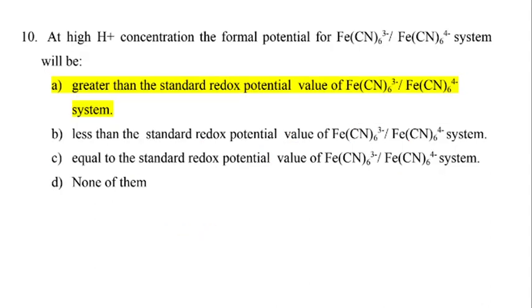Finally, we are going to discuss question number 10. At high hydrogen concentration, the formal potential for the Fe plus 3 to Fe(CN)6 4 minus system will be greater than the standard redox potential value of Fe(CN)6. So what will happen at high hydrogen concentration? Hydrogen concentration means more hydrogen ion.